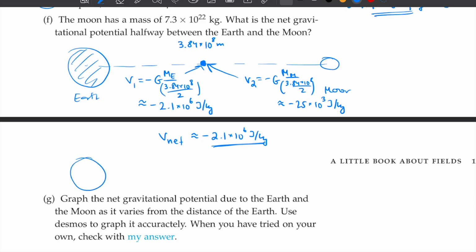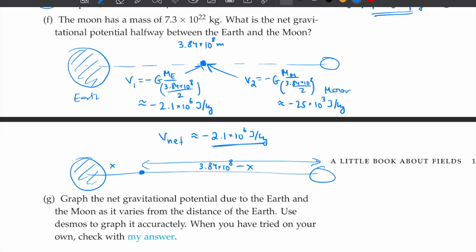So do it like this. We're looking at the Earth and the moon again. Let's say we're looking at a point here that is x away from planet Earth. Then I know that the distance from the point to the moon is going to be 3.84 times 10 to the 8 meters minus x. And then I can say I've got V1 equals minus G mass of the Earth over x. That's the potential at this point due to the Earth.